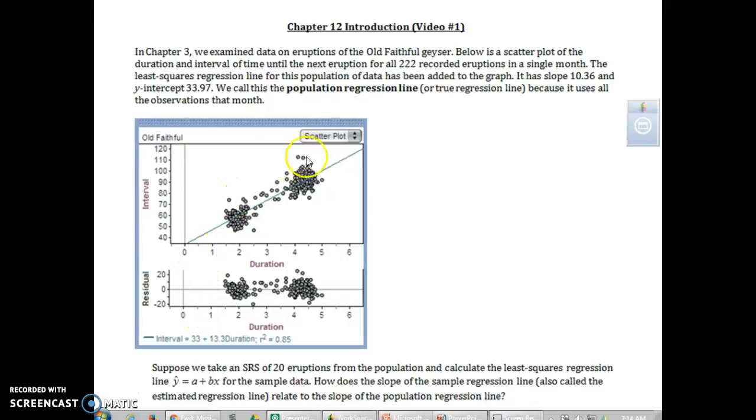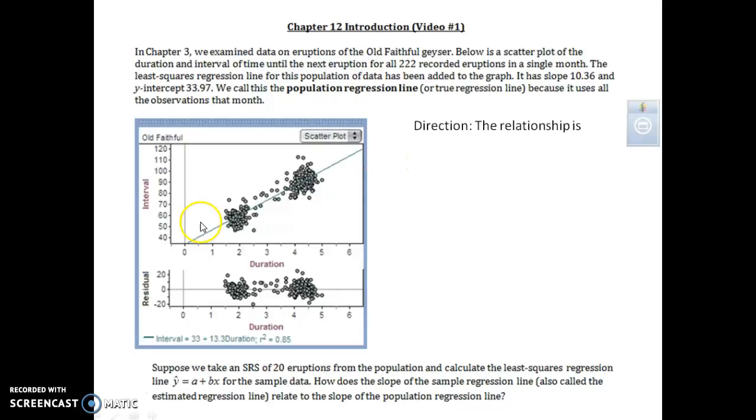But you want to make sure for the scatter plot that you use your acronym DOFS: direction, outliers, anything unusual you see about your data, form, and strength. So we're going to analyze this scatter plot. Direction: you can see this direction is positive, and what appears to be happening is as the duration of the eruption increases, so does the interval between eruptions.